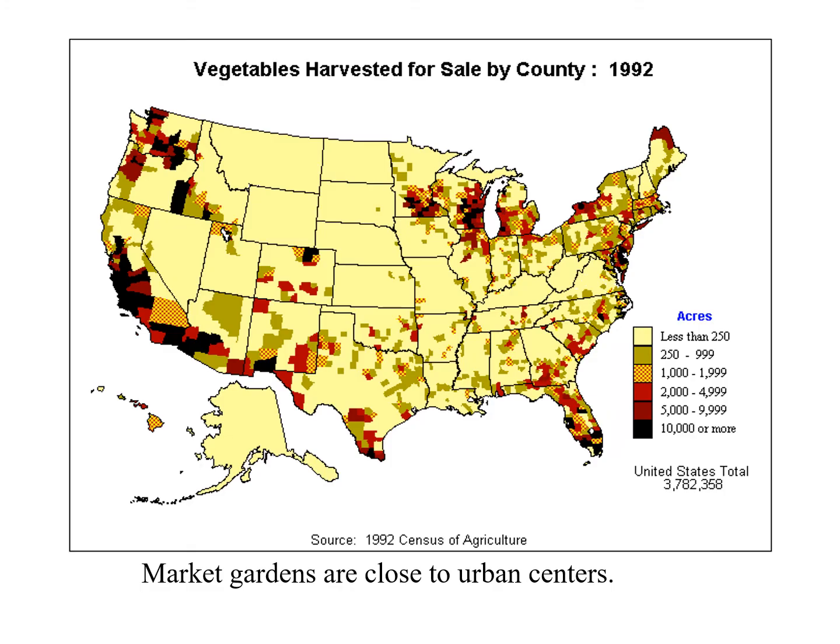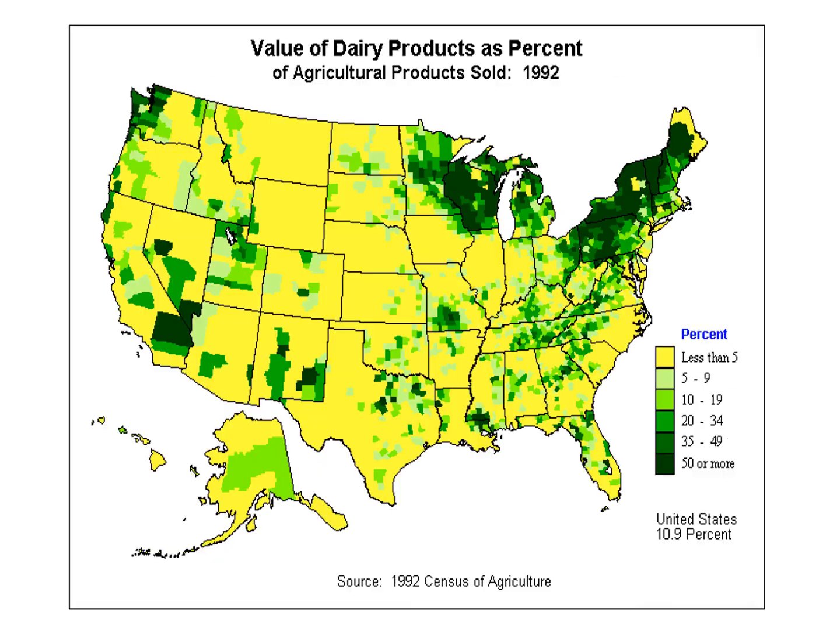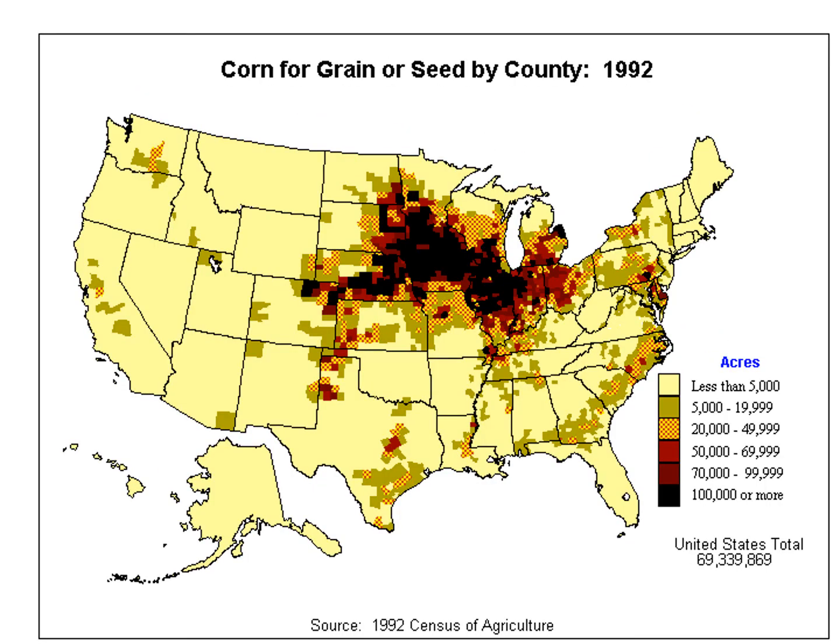And you can always see more details here. It would be a good idea if you look at the graph and try to figure out what it is, and try to answer why the crops are planted there. And this is corn for grain or seed by county. In the state we have many counties, and some counties are specialized in some products.